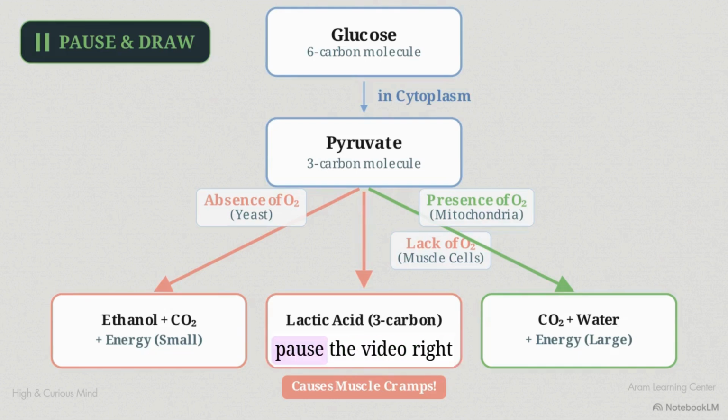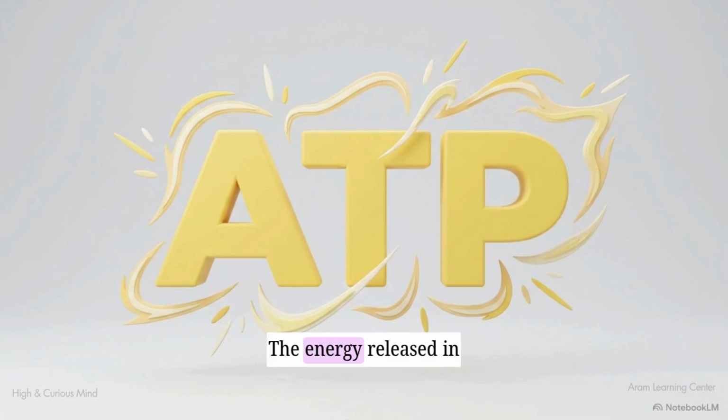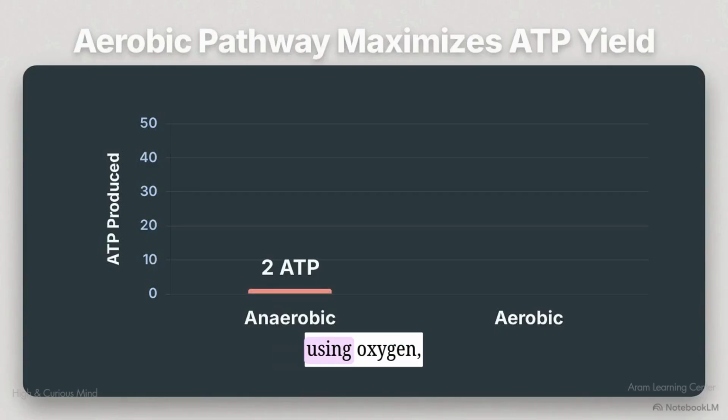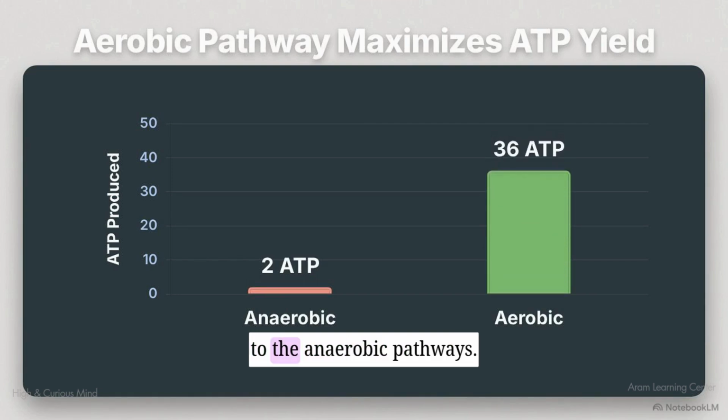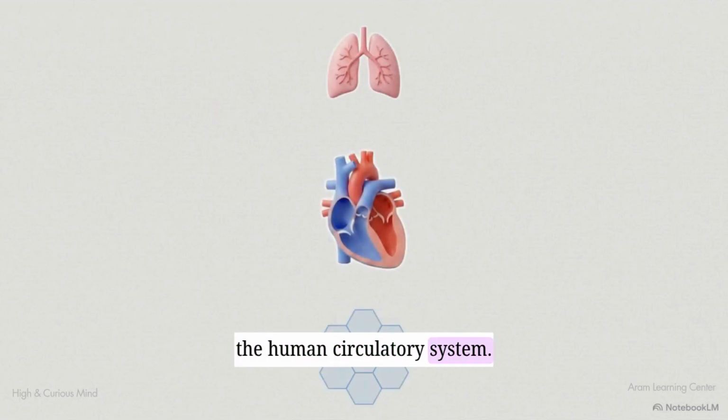Take a moment to physically pause the video right now and draw this exact chart. The breakdown of glucose across these 3 specific pathways is a highly likely board exam question. The energy released in any of these pathways is immediately used to synthesize a molecule called ATP, the primary energy currency of the cell. Noticeably, the aerobic pathway, using oxygen, yields a vastly greater amount of ATP compared to the anaerobic pathways.